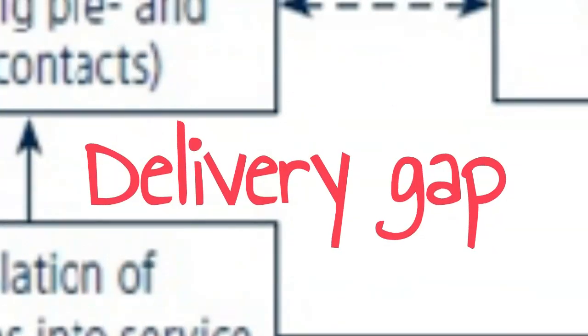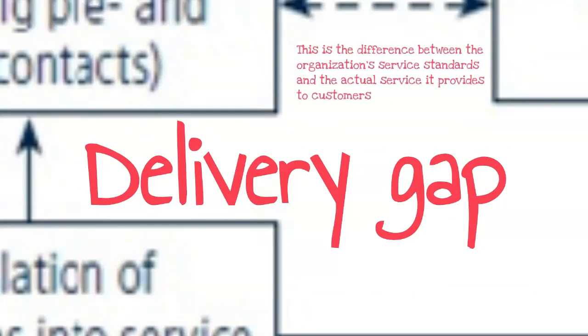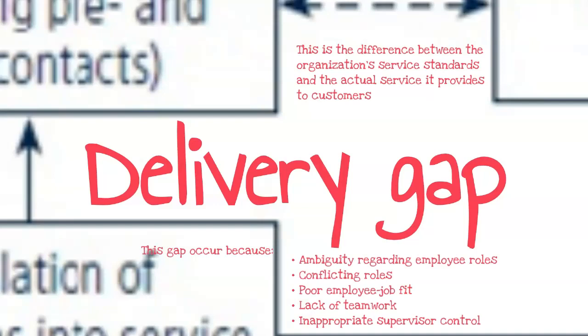If that does not occur, you will end up with a delivery gap, meaning that this is the difference between the organization's service standards. So you set all of your standards in place, but it does not deliver the service according to these service standards to your customers. This gap can occur because of the ambiguity regarding employee roles. So not everyone is sure what they are supposed to do.